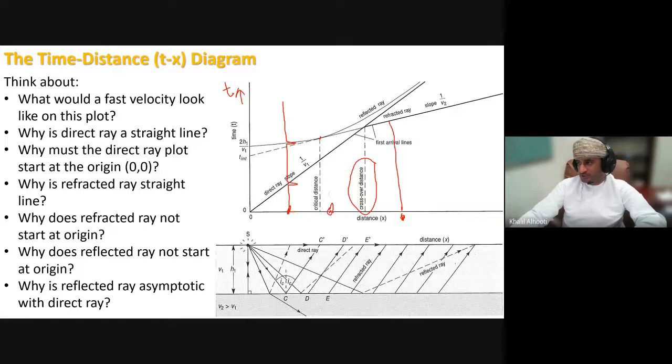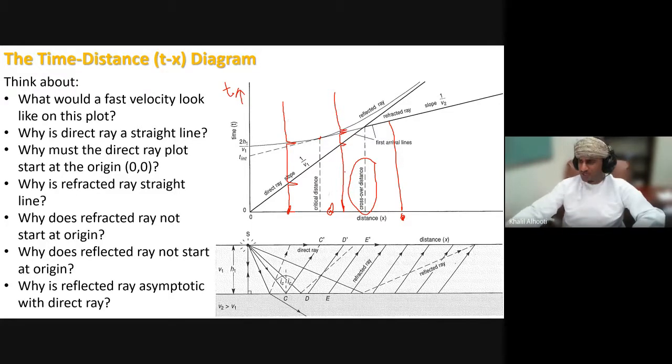For this one, let's make it here so you see the difference. That's a straight line. That's direct. Refraction, reflection. Three different pulses. There are three: one, two, three.